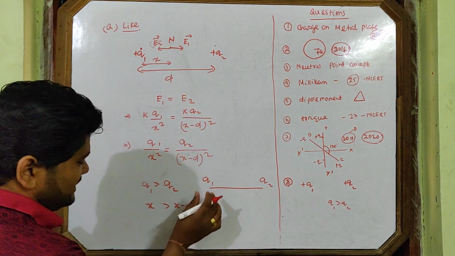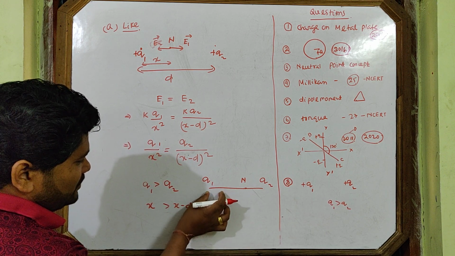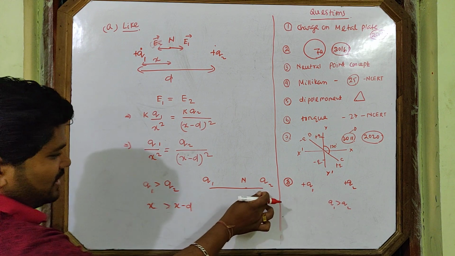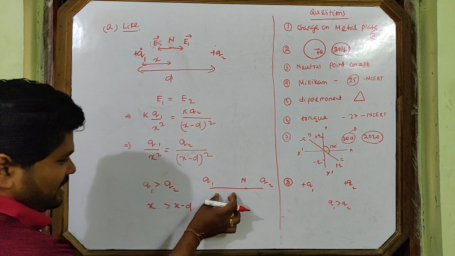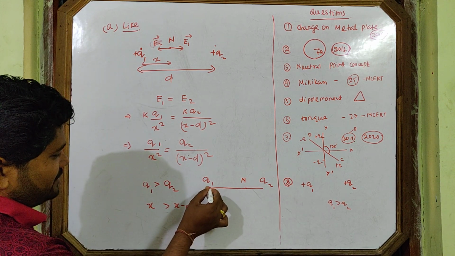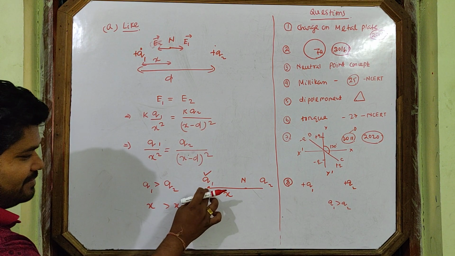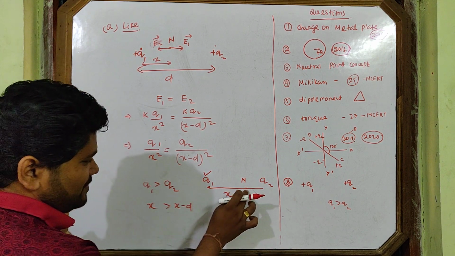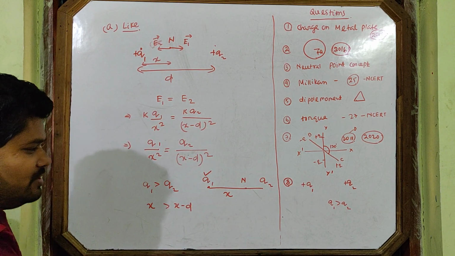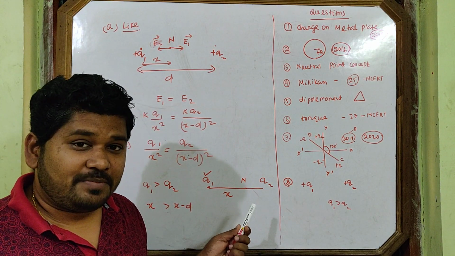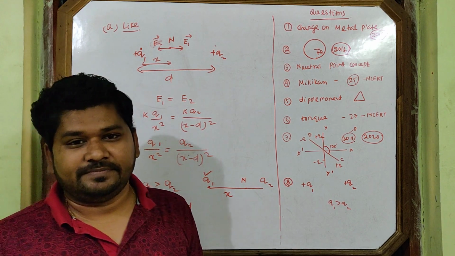If q1 is greater, x is greater, which means the neutral point will be away. The neutral point will be a little far away from q1 and close to q2. So what do you understand from this? Now try to listen clearly. If q1 is greater, then x is greater, meaning the neutral point will be at more distance from q1 and close to q2. So that means the neutral point will be close to the smaller magnitude charge.